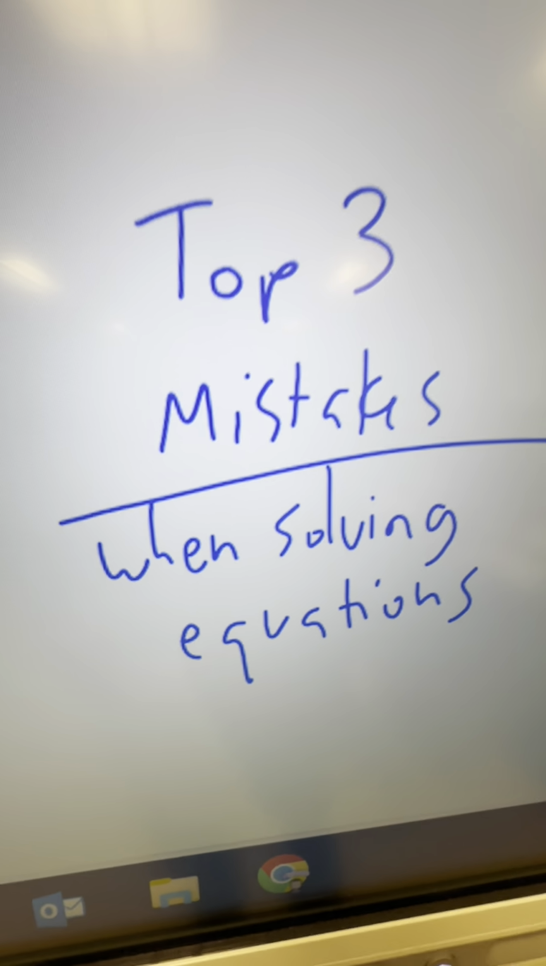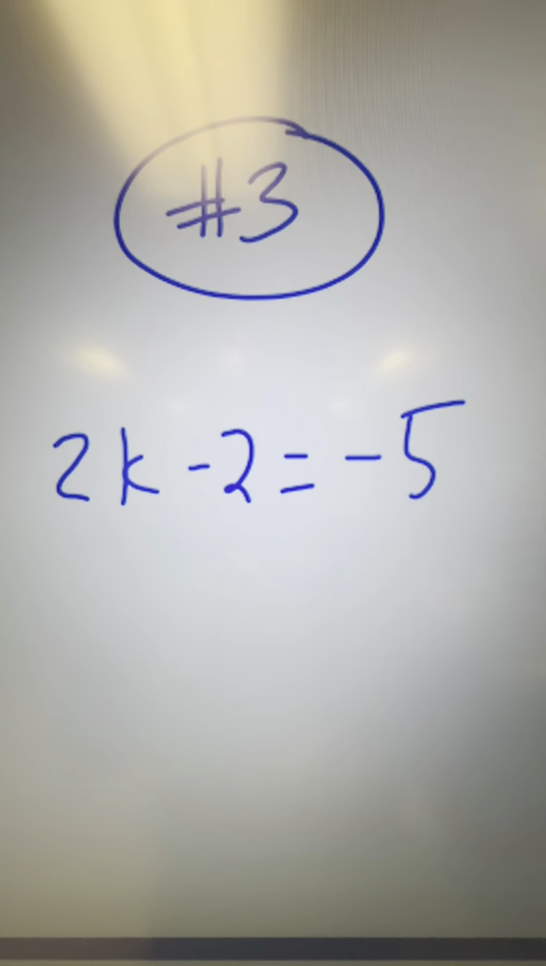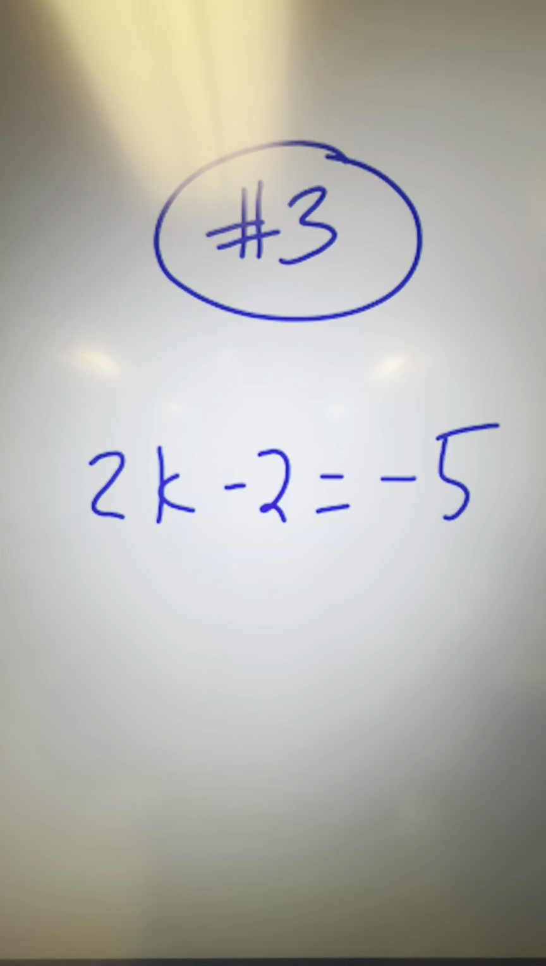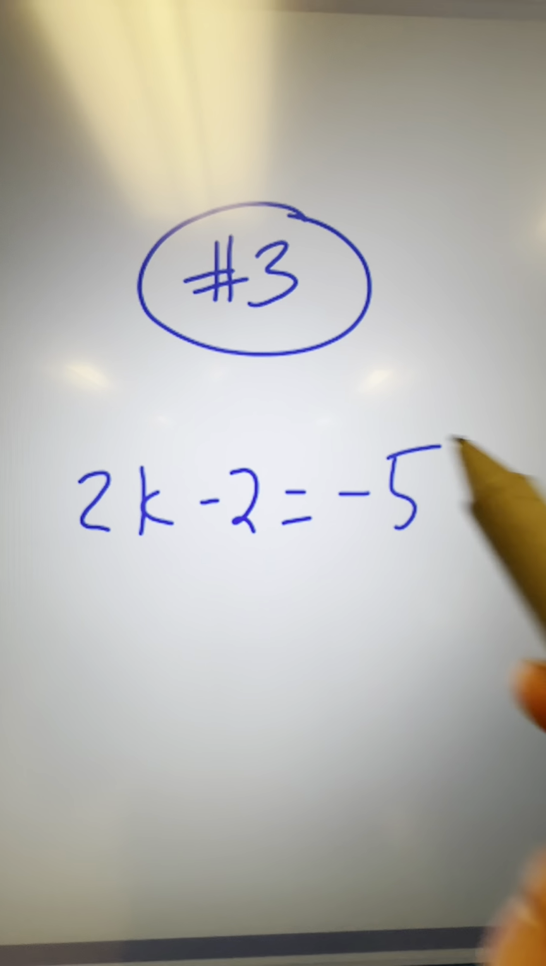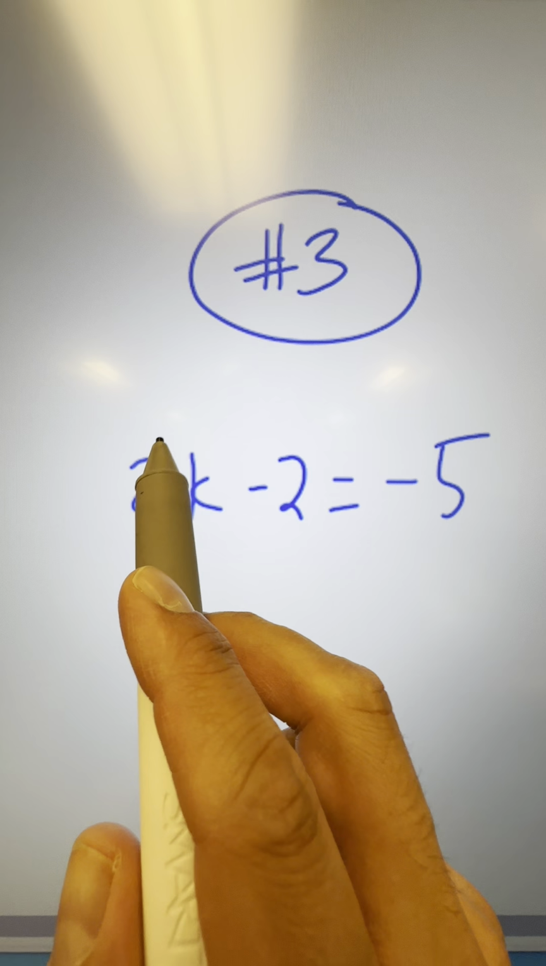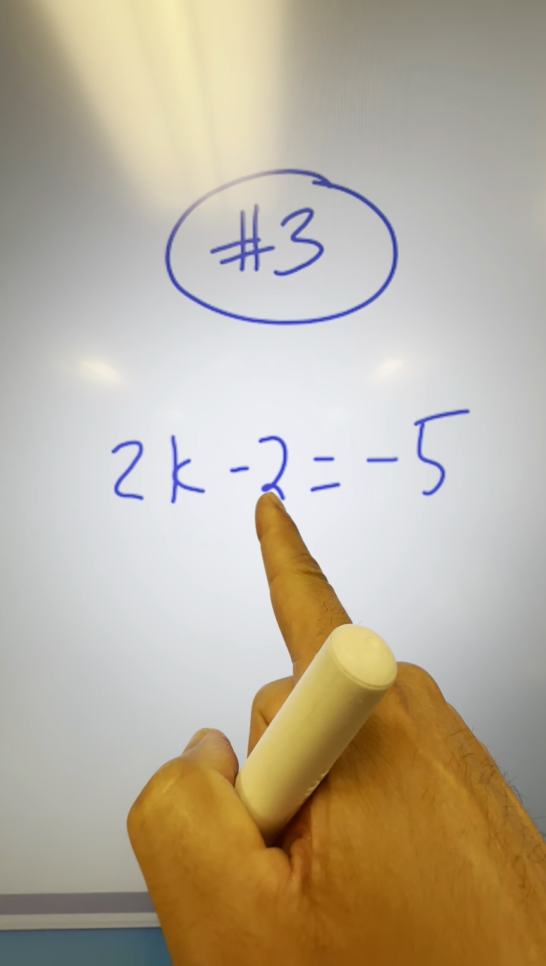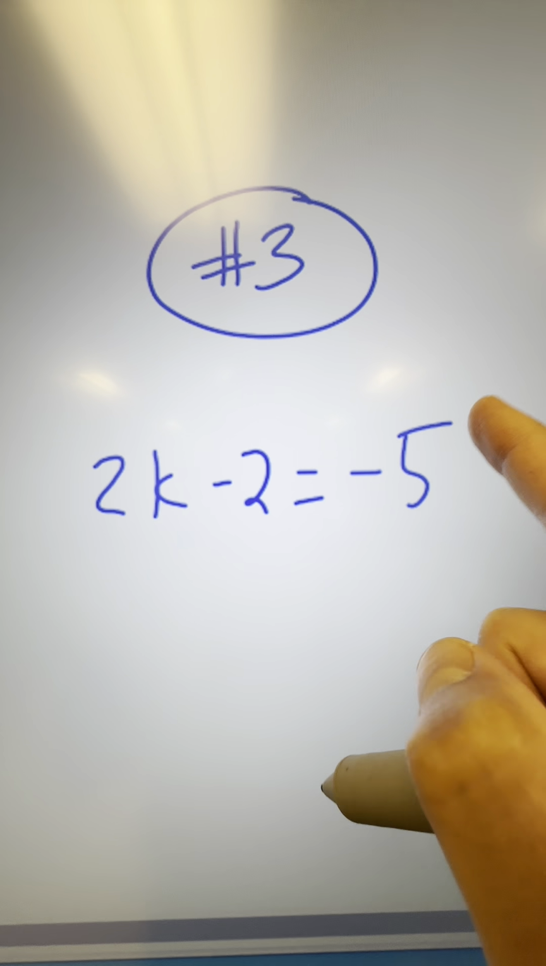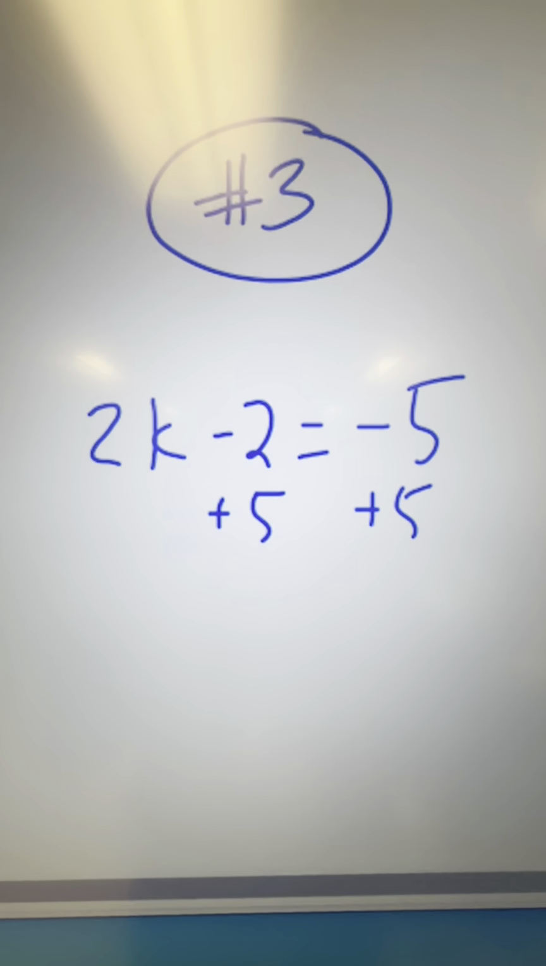These are the top 3 mistakes that I see when solving equations. And number 3 would be eliminating the wrong value when you're trying to solve for the variable. So in this case, I'm trying to solve for k. And you should eliminate the value 2 here, except I'll see students eliminate this value over here.